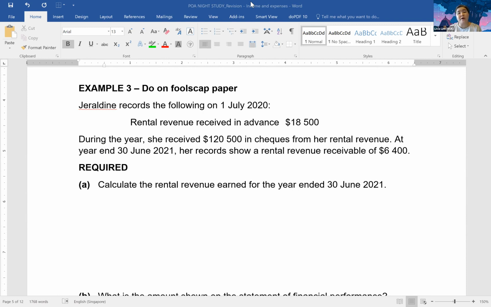Question 3, you can do on foolscap paper. Take a picture and submit into Google Classroom. Later, I will create with this material and a recording, and then you can submit into Google Classroom and I can mark it for you.